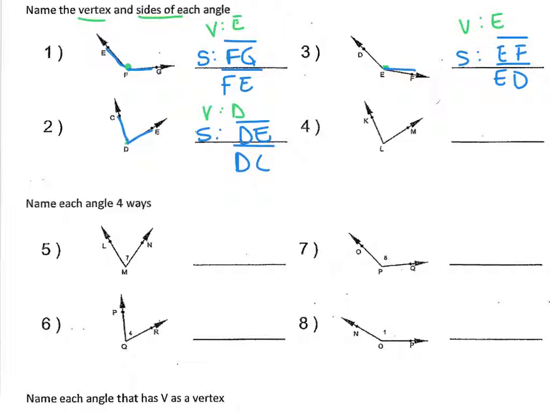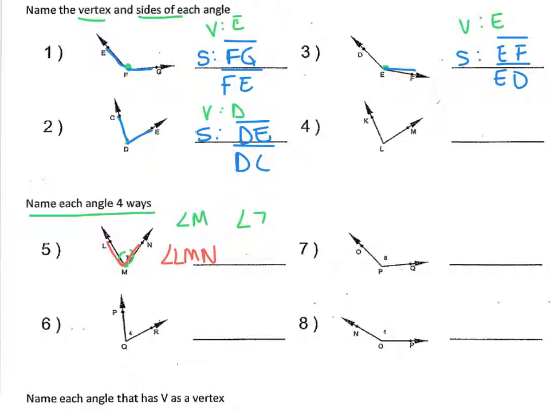This next question asks you to name each angle 4 ways. So there are lots of different ways we can name an angle. The first is just by the vertex. So we could call this angle M because the vertex is M. We could also call it angle 7 because there's a 7 written here in the little opening. And the other way we can do it is by tracing the angle. So if I trace it this way, it'd be LMN. So it'd be angle LMN.